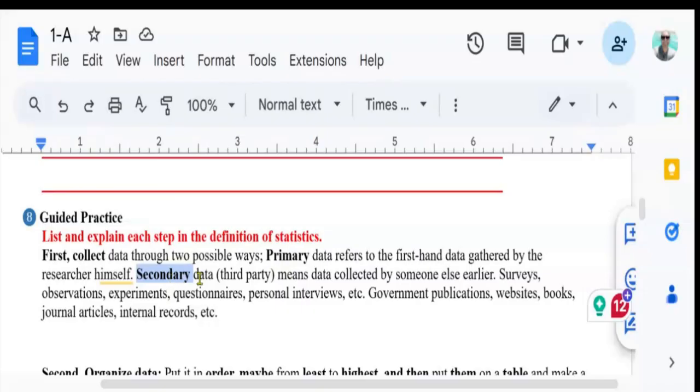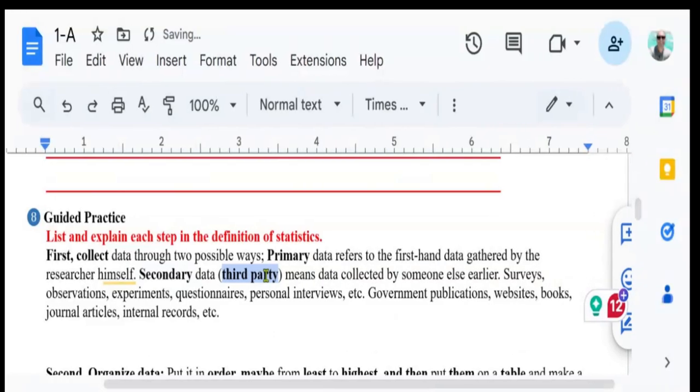What does secondary data mean? It means you go to somebody else. Sometimes they call it third party. Did you hear about something called third party? Yeah, he's collecting the data for you. Magazine or newspaper, or you go to the government if they will allow you, because sometimes they don't allow you. It's like secrets. So those are the ways of collecting data, either primary or secondary.